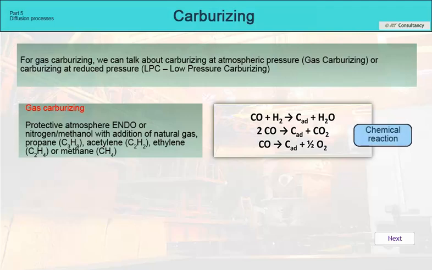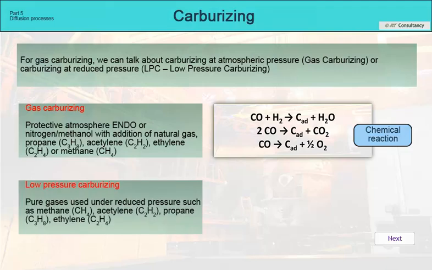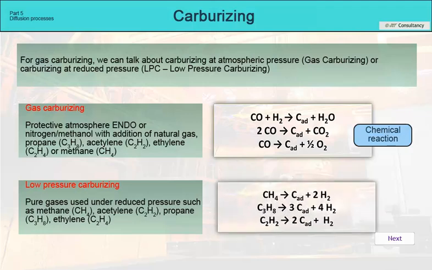Carbon suitable for diffusion is released based on a chemical reaction between the individual components of the atmosphere and the steel surface. In the case of low-pressure carburizing, known by the abbreviation LPC, pure gases are then used at low pressure up to 10 millibars in a vacuum furnace, such as methane, acetylene, propane, ethylene, or their mixture, and carbon is created here by thermal decomposition of the gas.